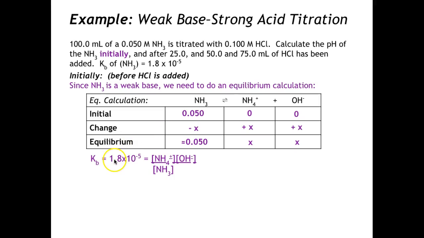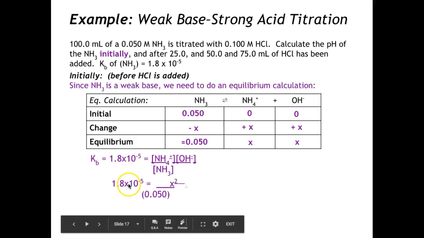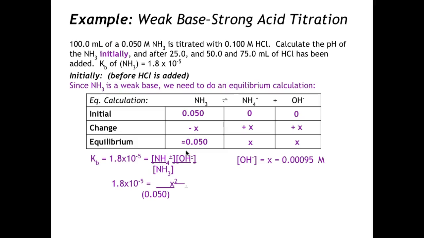So we're going to set it equal to our Kb value, so this is our equilibrium expression, which gives us 1.8 times 10 to the negative fifth equals x squared over our initial concentration of 0.050. When we do that, we solve for x, and this time remember that x is going to be our hydroxide ion concentration. So then we need to figure out pOH by taking the negative log of our hydroxide ion concentration, and then subtract that value from 14 to get our pH, which will be 10.98.